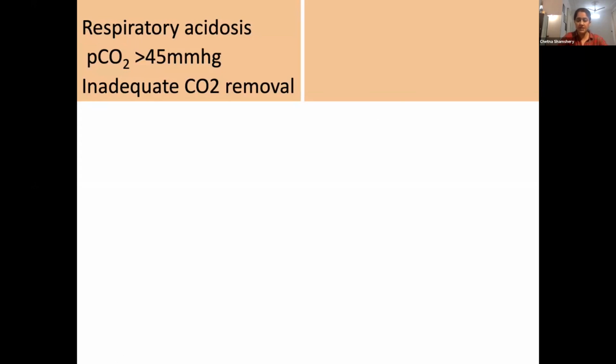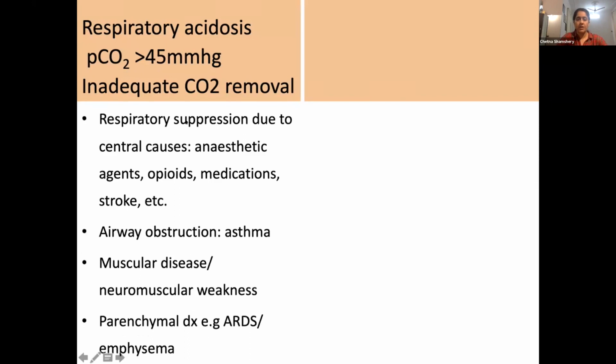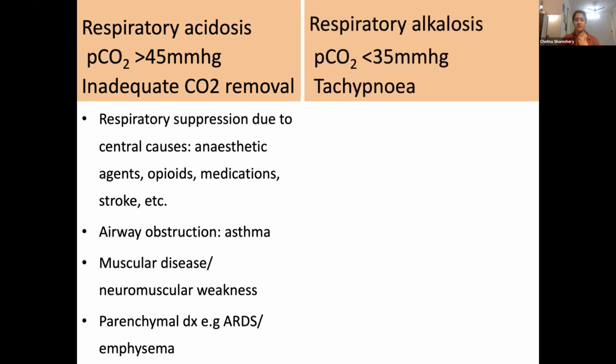Let's see a few of the examples. When there is respiratory suppression because of anesthetic or any medications, agents, opioids, or CNS stroke, central respiratory depression, or there is airway obstruction like asthma, when the CO2 cannot be thrown out of the body, there is muscular weakness of the chest when the chest is not able to expand nicely, or if there is any parenchymal disease which is affecting the transfer of the CO2. In all those cases, the CO2 levels will go up and it will lead to respiratory acidosis.